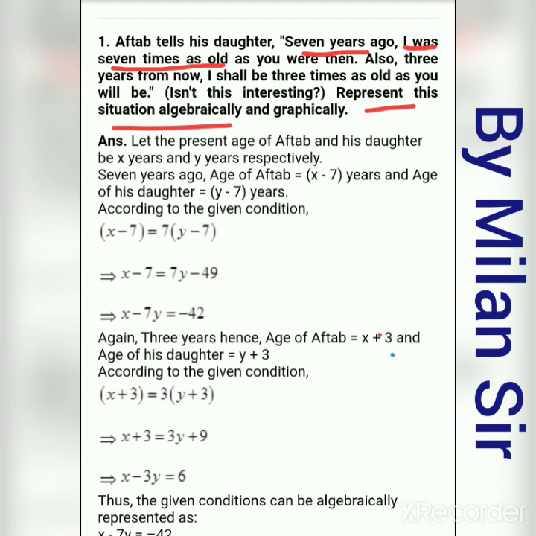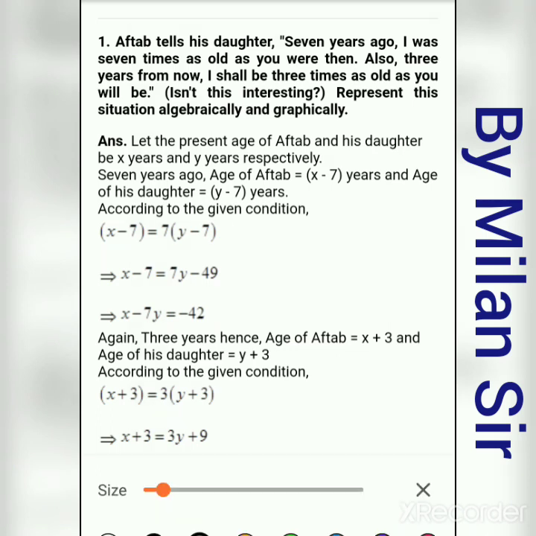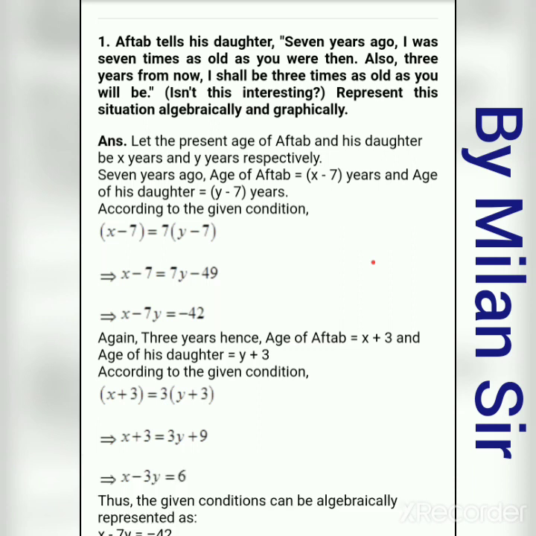So here we do not need to find the solution of this question, but only we need to represent this situation algebraically and graphically. Okay, so first of all we represent this situation algebraically. First of all we need to assume our two variables, and it is the age of Aftab and his daughter. There are two things we don't know here. These two things are unknown.